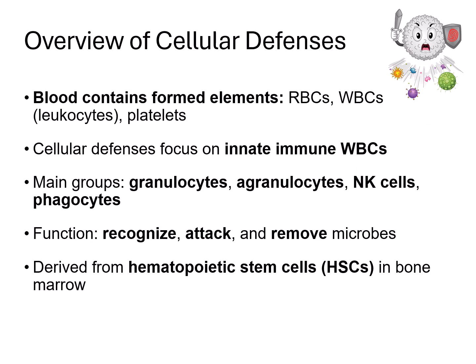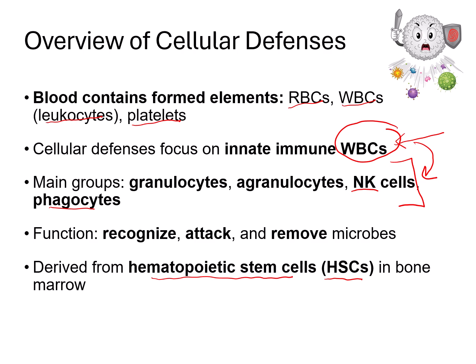Cellular defenses refer to the white blood cells, also known as leukocytes, that participate in innate immunity. And blood contains three main categories of formed elements. We have red blood cells, our white blood cells, those leukocytes, and platelets. So the cellular defenses focus on the innate immune white blood cells, which include granulocytes, agranulocytes, natural killer cells, and phagocytes. And all of these originate from hematopoietic stem cells, also abbreviated HSCs, from the bone marrow.